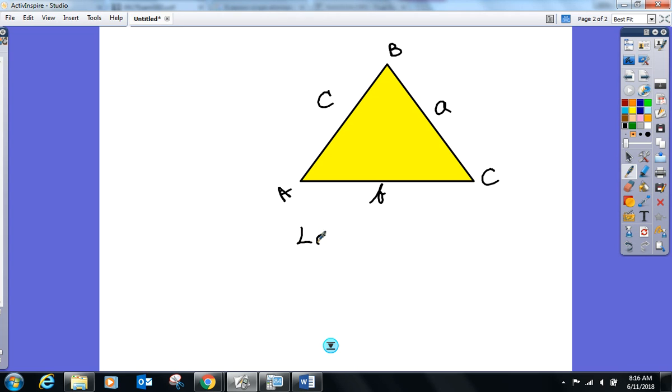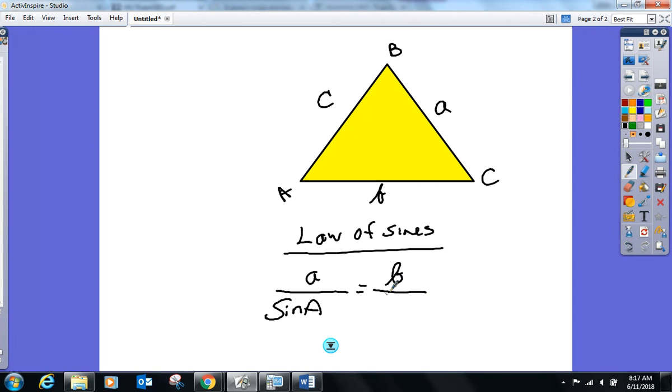Law of sines says the following. If you take a side, let's say side A, and put it over the sine of the angle across from it, that is in the same ratio as another side and the sine of the angle across from it. Okay, that is law of sines. Convenient, I like it a lot because it can be used on any triangle. You're not forced to make a right triangle.